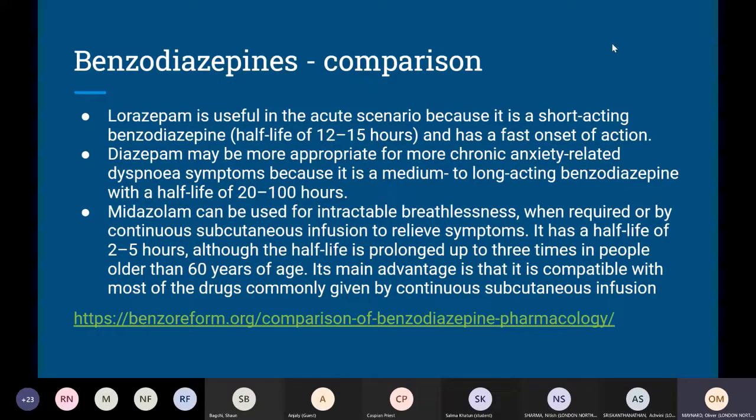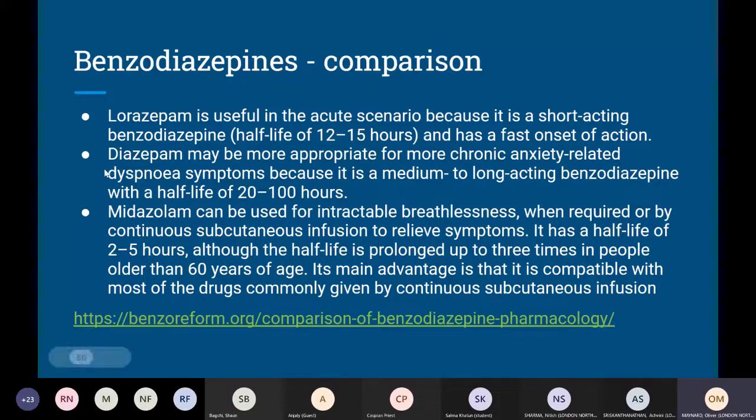So just as a quick comparison between the major benzodiazepines we use. Lorazepam is a very common one, which would be described as short-acting. Diazepam is a more common one, which would be described as more intermediate to long-acting, and is more given for chronic anxiety due to how long it takes to onset and how long it's in the system for, so it can stay in there for 20 to 100 hours.